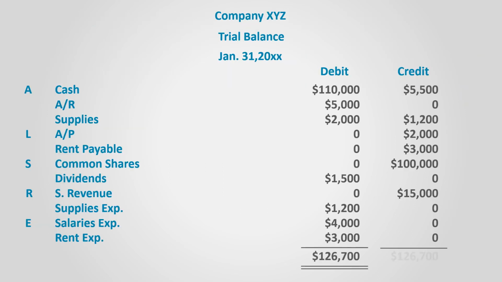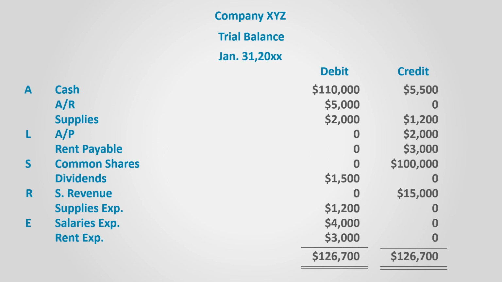Now we will add both debits and credits to make sure that they balance. The total debits is $126,700 and the total credits is also $126,700. This confirms that the amounts in the debits are equal to the amounts in the credits. This is what we call trial balance by summations.